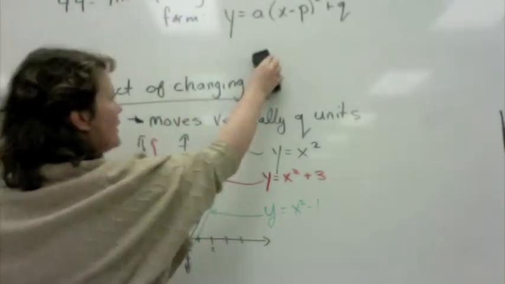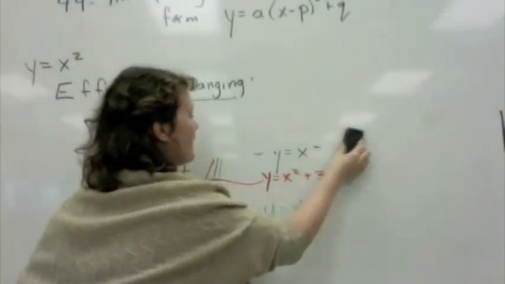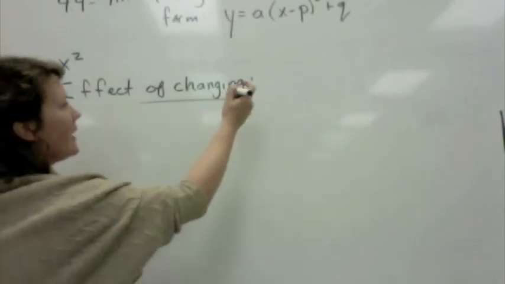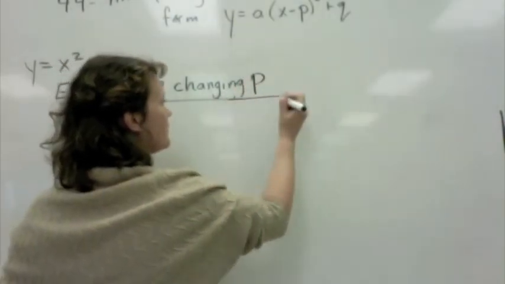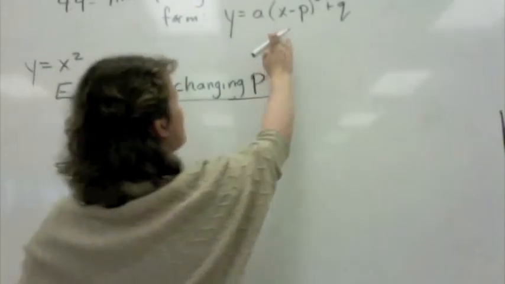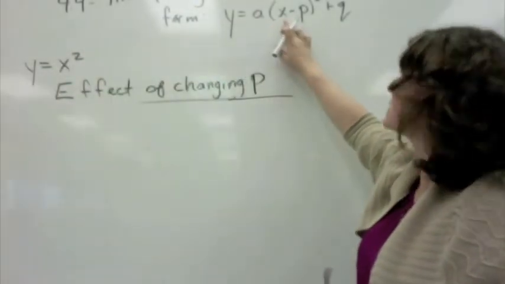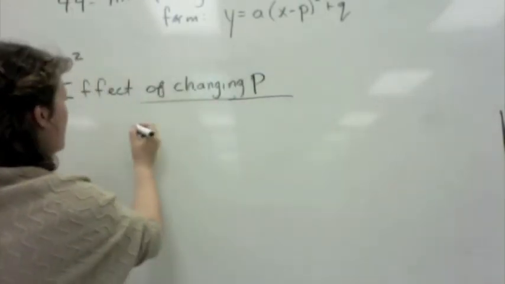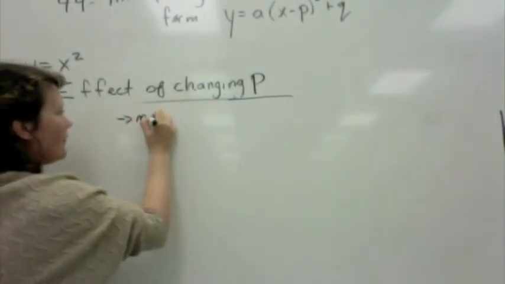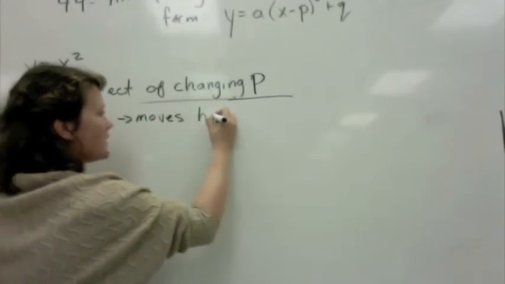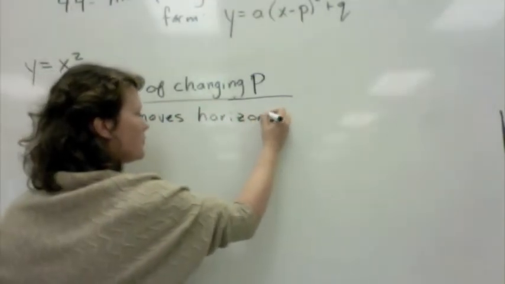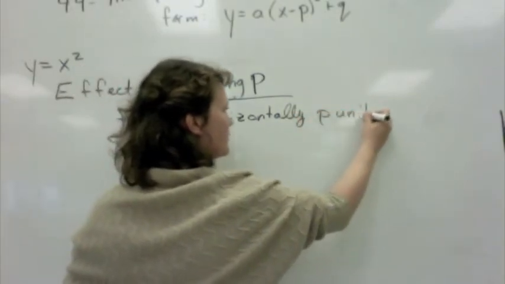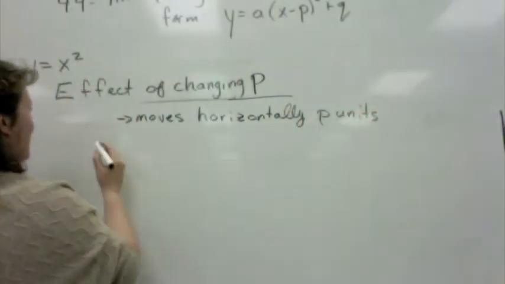The next thing is I want us to talk about the effect of changing p. So this is the tricky bit, okay? Because it's x minus p. What this actually does is it moves the graph horizontally p units. P units! That kind of sounds funny.